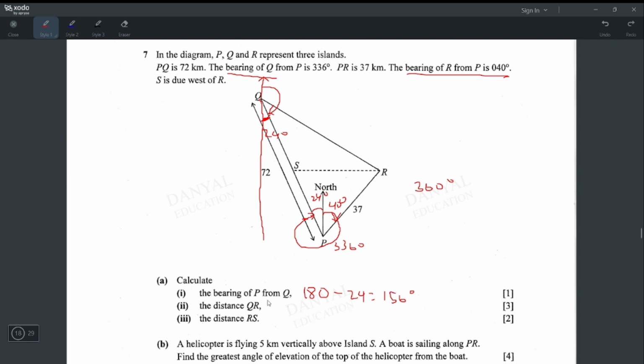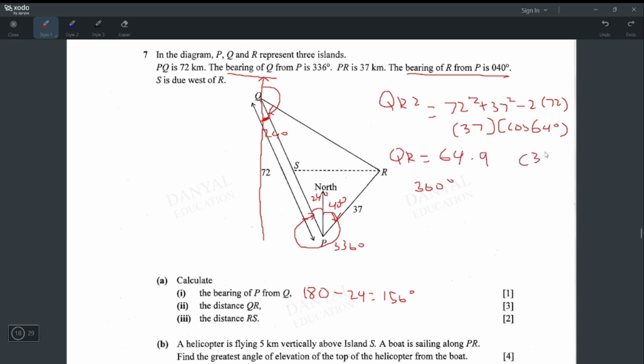And now we want to find the distance QR. And to do this, we need to use the cosine rule. So QR squared is equal to 72 squared plus 37 squared, minus 2 times 72 times 37, multiplied by cosine of 64 degrees. And eventually, if we calculate this, you'll get QR is equal to 64.9 rounded to 3SF.